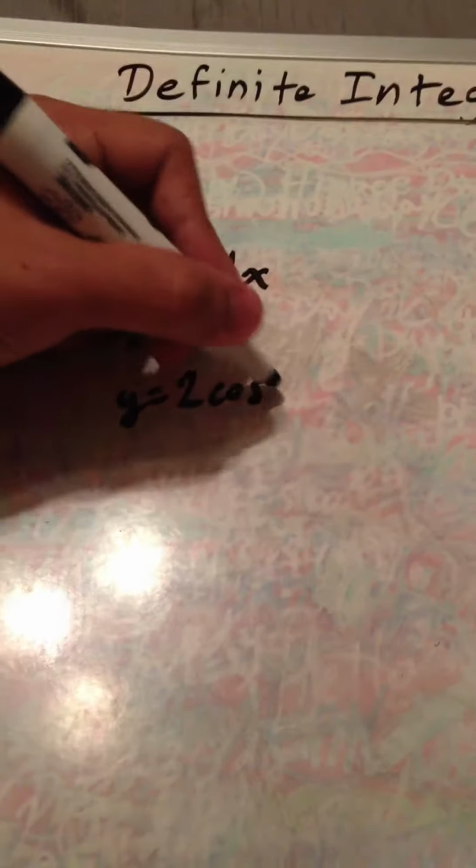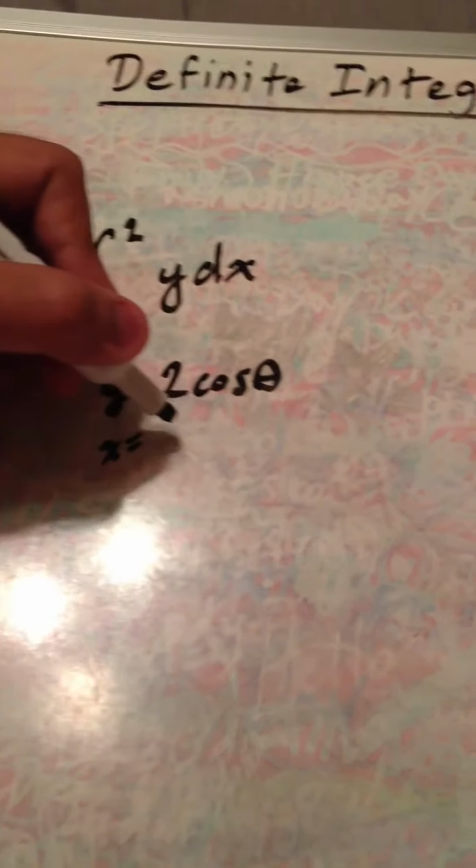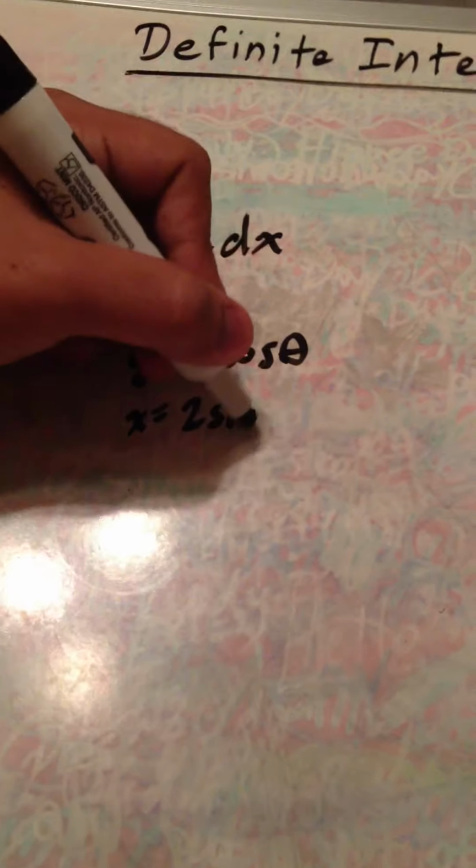Now, the next example we'll be looking at is how to do definite integrals in the parametric form. Our question here is to evaluate the integral from -2 to 2 of y dx. In this case, we're given that y equals 2 cosine theta, and x equals 2 sine theta.